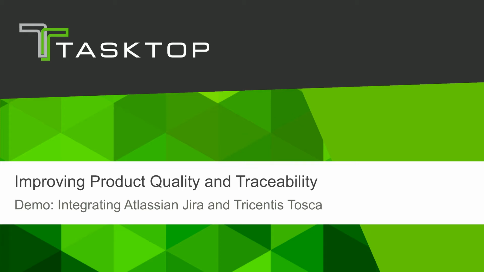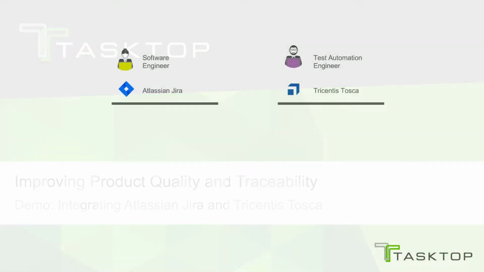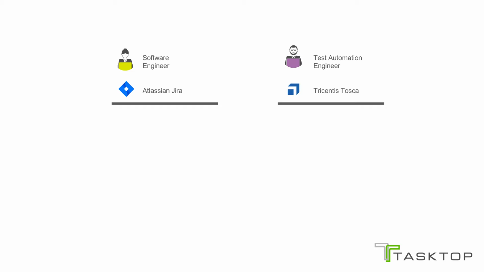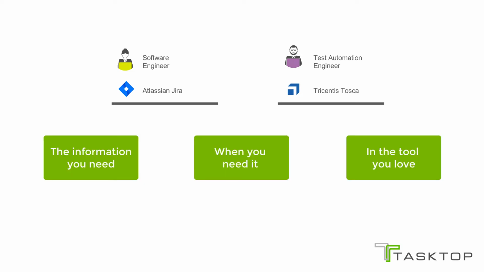Today I'm going to show you how Tasktop integrates Atlassian Jira and Tricentis Tosca to improve alignment and communication between software engineers and test engineers with the benefit of improving product quality and traceability. Tasktop gives every single IT practitioner the information they need when they need it in the tool they love.